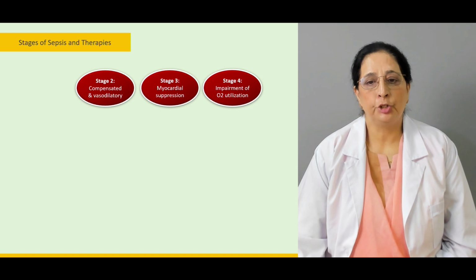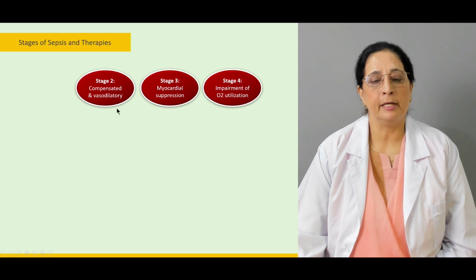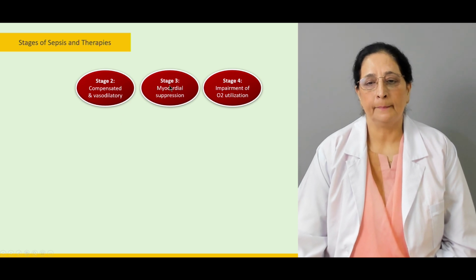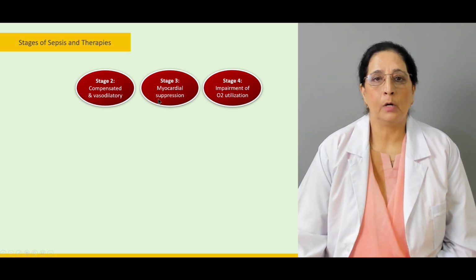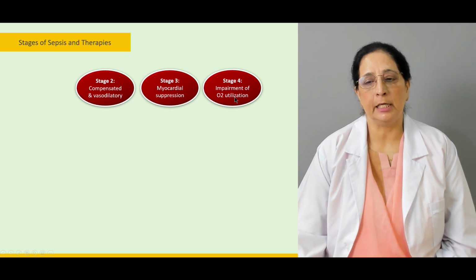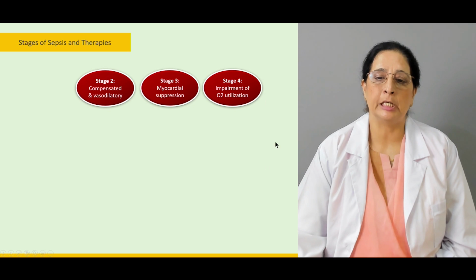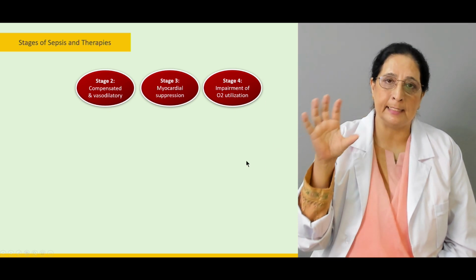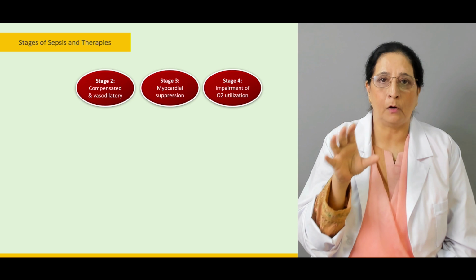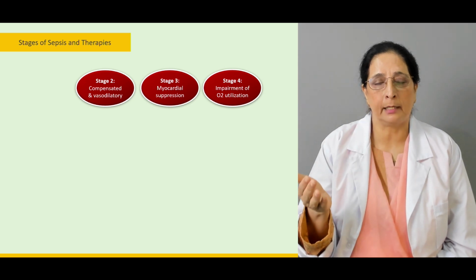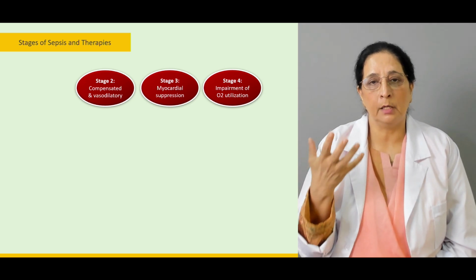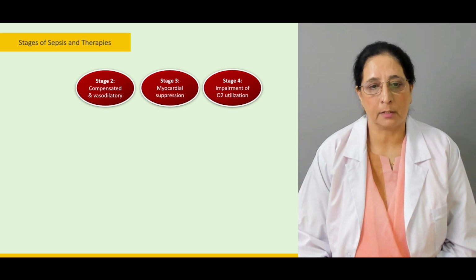In stage 2, we have compensated and vasodilatory. Stage 3, myocardial suppression. Stage 4, there is impairment of oxygen utilization. And again, that's the stage where multiple organ dysfunction is occurring because of poor utilization of the oxygen.